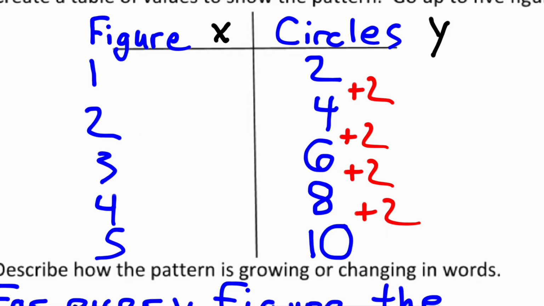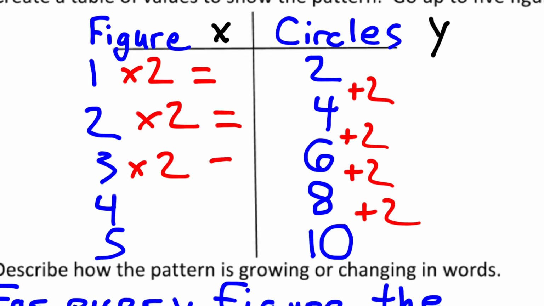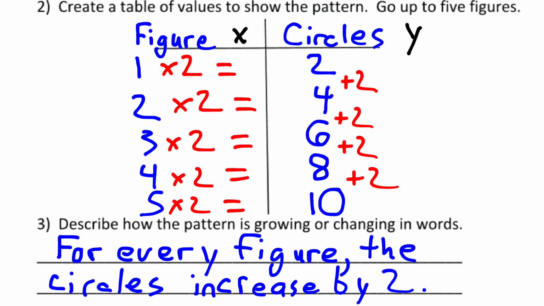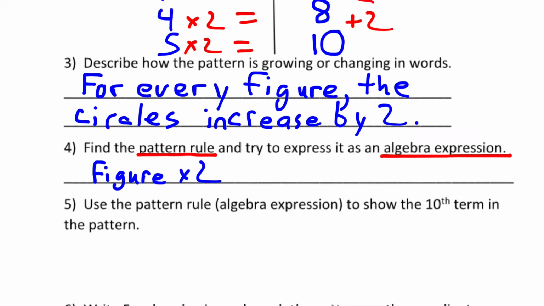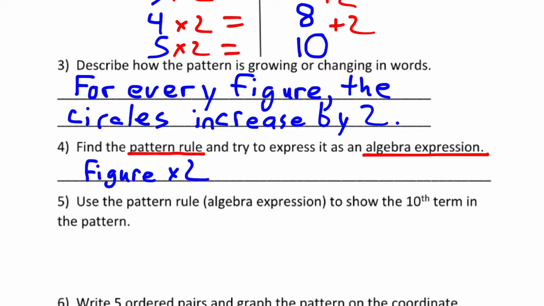So very quickly, the kids pick up on it: 1 times 2 is equal to 2. 2 times 2 is equal to 4. 3 times 2 is equal to 6. 4 times 2 is equal to 8. 5 times 2 is equal to 10. So that's the pattern rule or the algebra expression. It's the figure times 2. So I'm going to say figure times 2. But I like to try to get the kids writing this in an algebraic way.